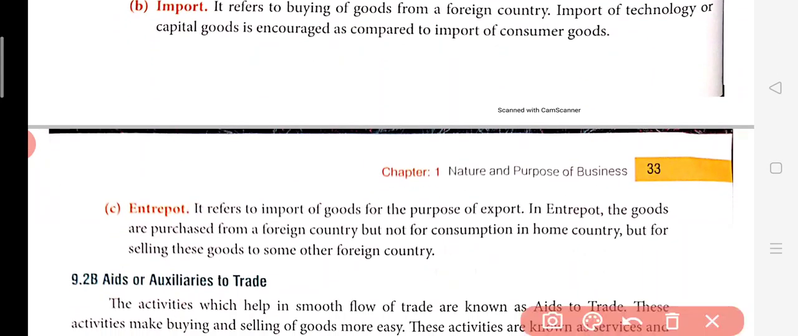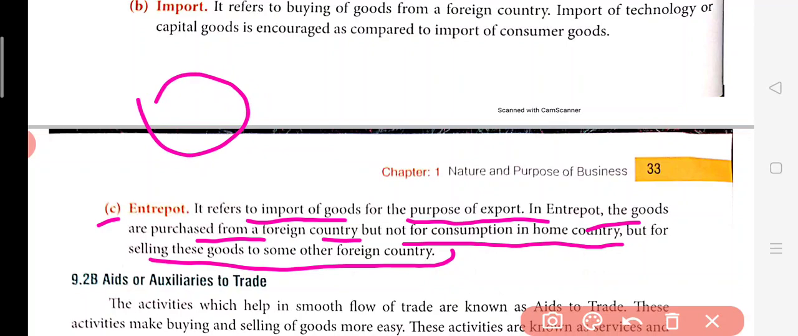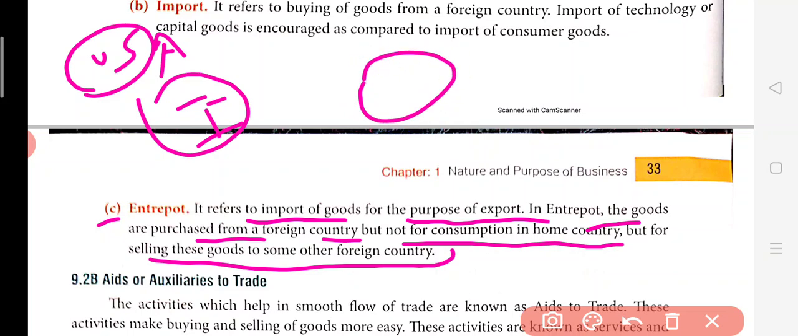Now the third thing is entrepot. It refers to the import of goods for the purpose of export. In entrepot, the goods are purchased from one foreign country, not for consumption in the home country, but for selling these goods to some other countries. Suppose this is India. Now here is another country, say America, the USA, and one country is Sri Lanka.